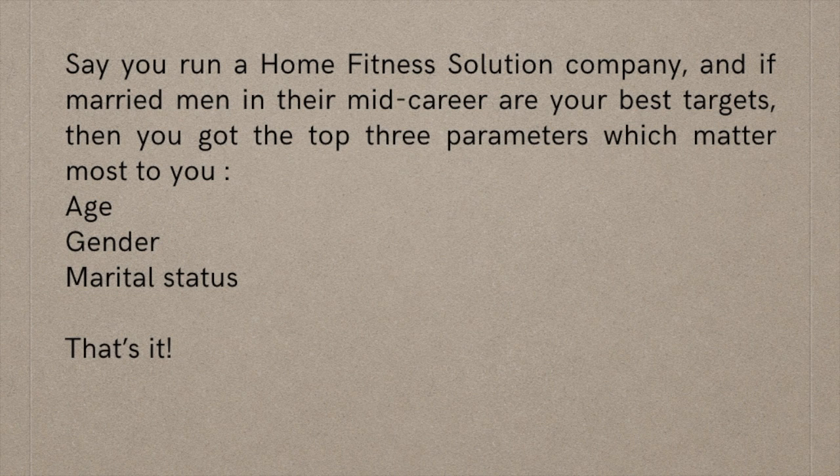So now that you have stated this, this is very revealing. Think about it. So what are the top 3 parameters which come out of this description we just gave? Age, because we said people in their mid-career, we know what their age group is. Gender, of course you said married men, so we know the gender. And the marital status, of course. So we just said married men.